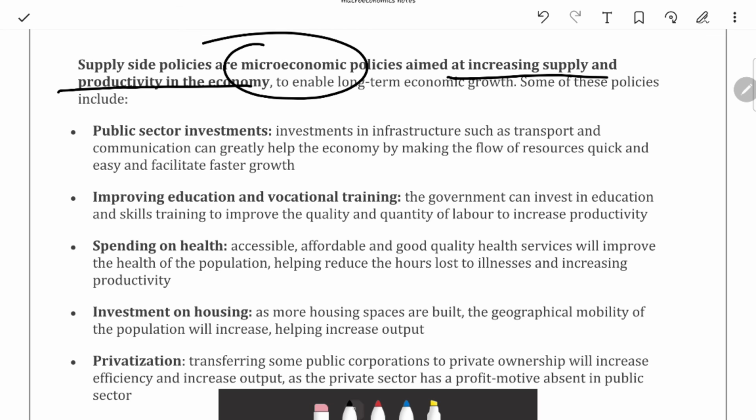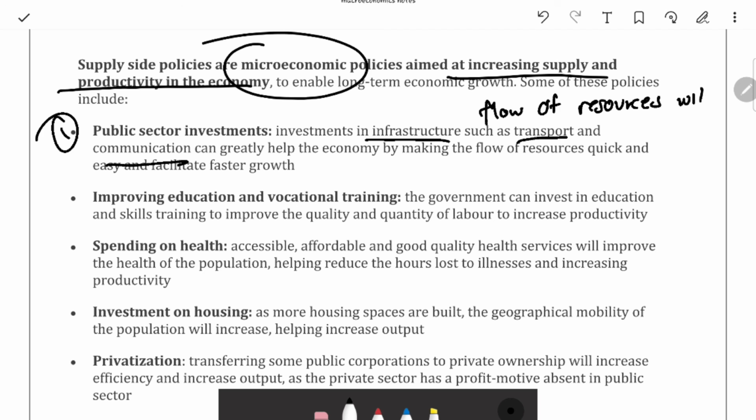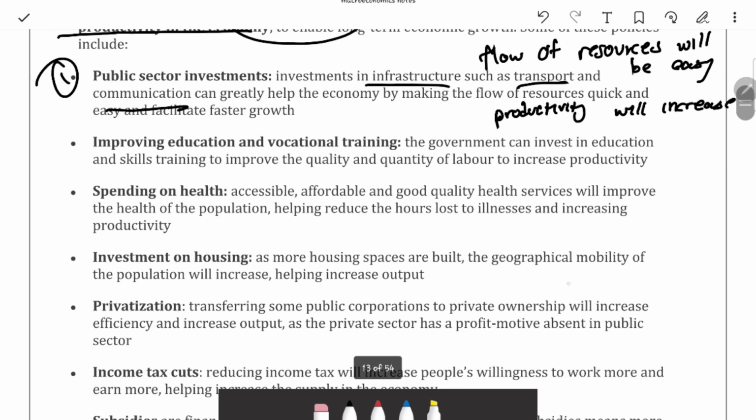So let's start with the first one. The first one is the public sector investments. That means investments in infrastructure like transport and communication will help the flow of resources be easy, and so the productivity will increase. The productivity will increase.